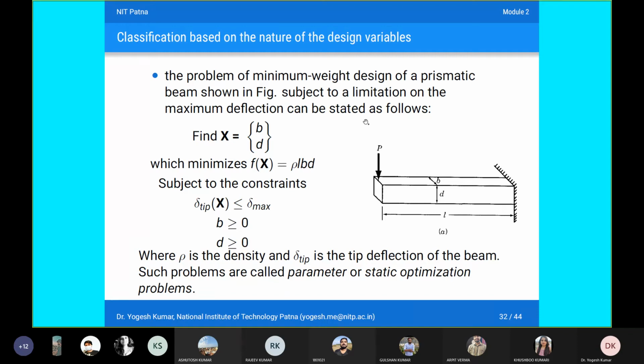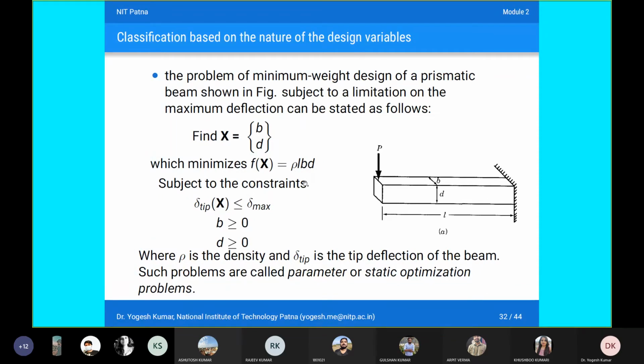We are supposed to minimize the weight of this bar subjected to limitation of a certain maximum deflection. So we are minimizing the weight of this cantilever beam. The weight of this cantilever beam may be given as rho multiplied by B D L. So what is our objective function? Our objective function is to minimize rho L B D.